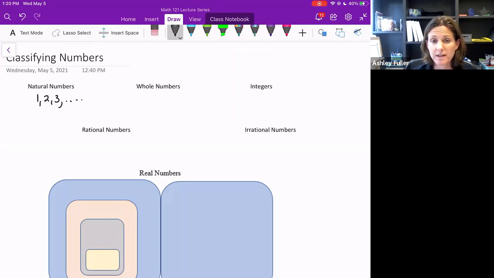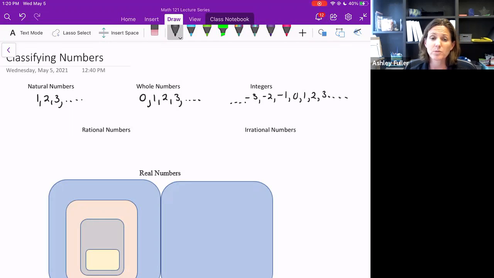The whole numbers are the natural numbers, plus we throw in 0. And they continue on, but again include no decimals, fractions, or negative numbers. The integers are where we expand a little bit further, and now we have the negative numbers included. Again, still no decimals or fractions, but we do have negative numbers this time.